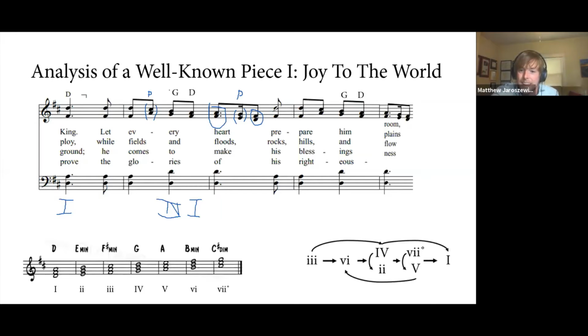The second phrase here is exactly like the first phrase. We start on 1, we're still on 1. We have our passing tone here. We have our 4 chord here, going right back to 1, and staying on 1, but with a passing tone here. So that's our second phrase of Joy to the World. Pretty simple, pretty straightforward.